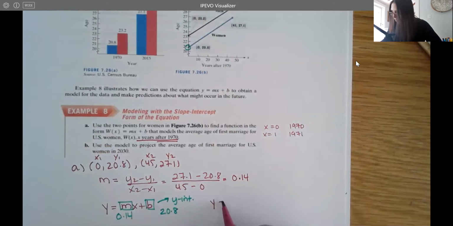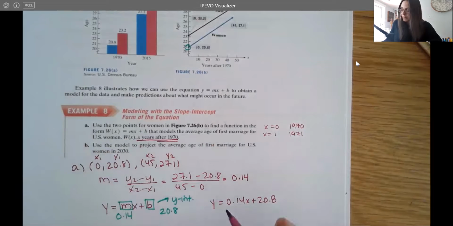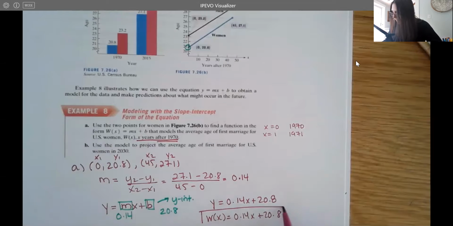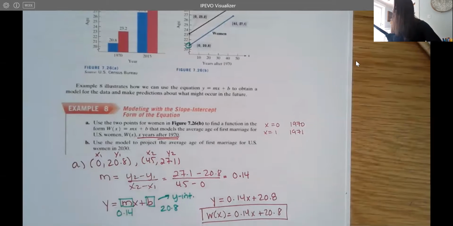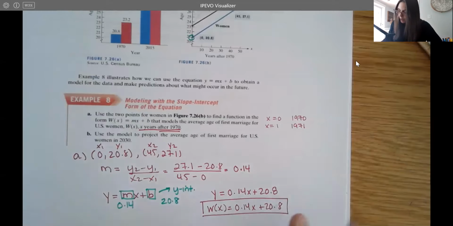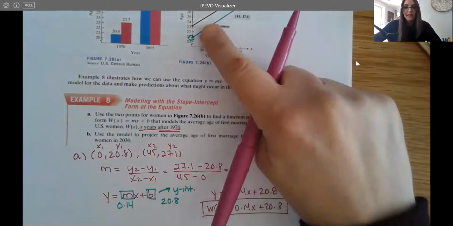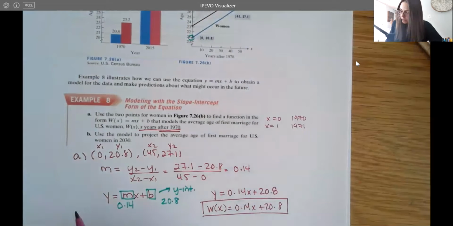So my equation is y equals 0.14x plus 20.8. And we are using function notation. They want us to use w for women. So I'm just going to change this y over to the function notation instead. Notice my slope is positive and my line is increasing. So again, we're going in the right direction there, which is good.